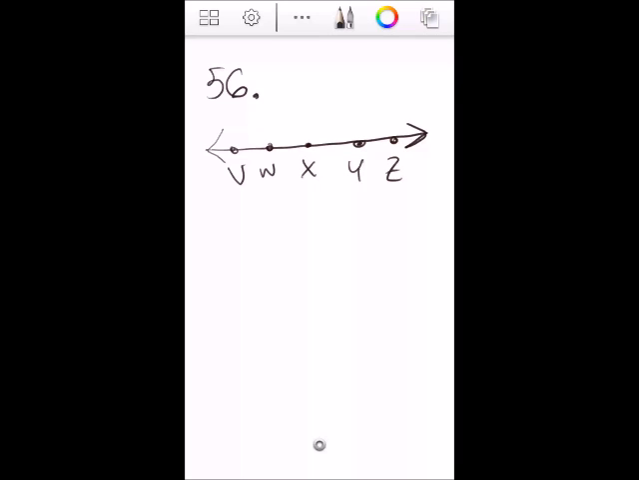All right, we're on to 56, and 56 says, how many distinct line segments exist in the figure below? I'm telling you now, this is the most often missed easy question.